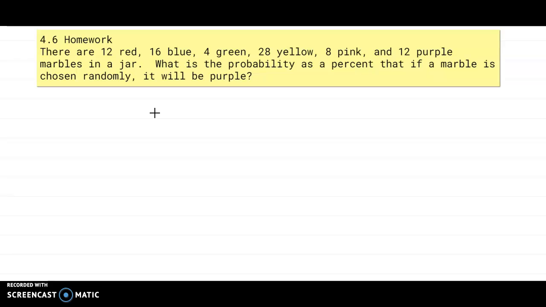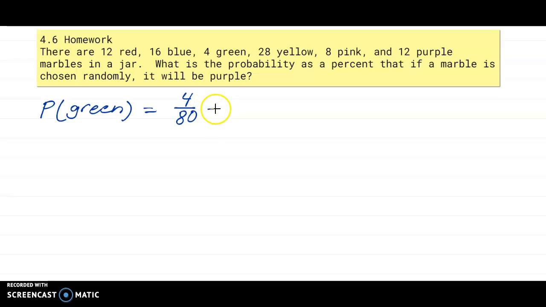Okay, this is problem number 2. We're looking for the probability of green. So we have the same number of marbles in the jar, but now we want to know what's the probability of pulling green out. So the probability of green equals, well, there's 80 marbles in the jar, so there's 80 possible outcomes, and four of the favorable outcomes would be green. So now I want to reduce that.